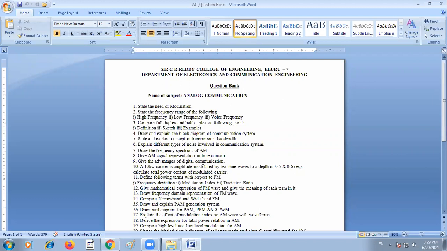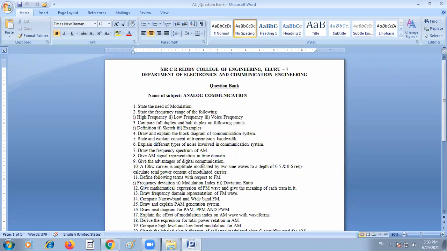When the signal has a time domain representation, then you can apply the Fourier series and then Fourier transform. Then that is converted to frequency domain. That frequency domain conversion is called spectral components. Okay. Now the ninth one is given the advantage of digital communication.